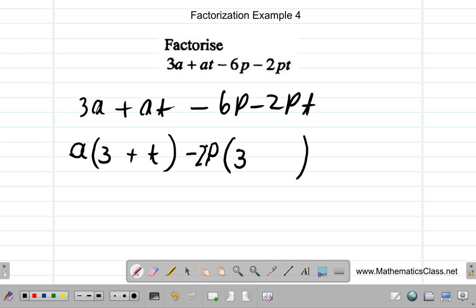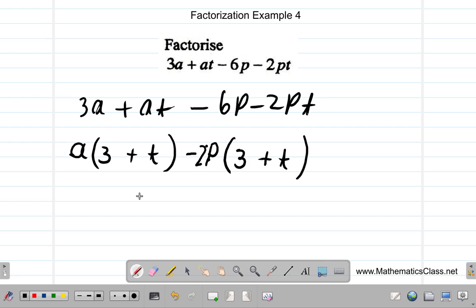Negative 2p times what you put here should give you negative 2pt. What you're going to put here is a positive t. Again, another way to think about it is you have negative 2pt up here divided by negative 2p. Negative 2p cancels itself and leaves t. Alright? So remember, you have two ways of thinking about getting what you have inside the bracket.